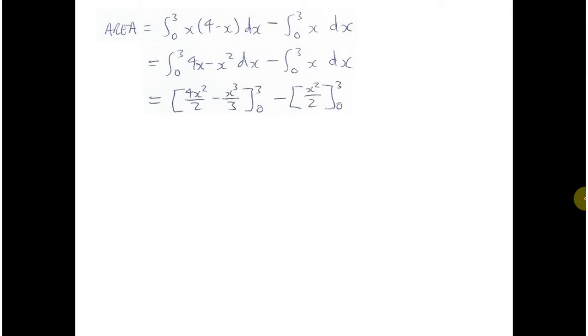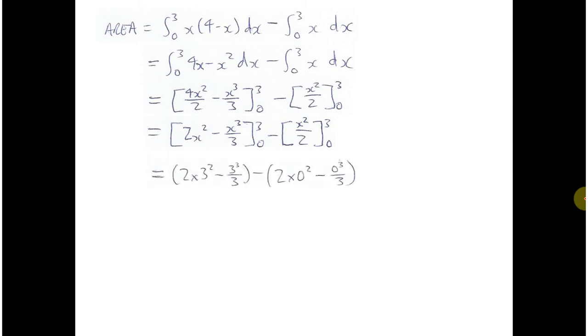Integrating term by term, 4x: increase the power by 1 gives 4x squared, divide by the new power, divide by 2. X squared: increase the power by 1, becomes x cubed, divide by the new power, divide by 3. Minus the integral between 0 and 3 of x dx: increase the power by 1, x to the 1 plus 1 is x squared, divide by the new power, divide by 2. Simplifying, 4 over 2 is 2, so the first expression is 2x squared, none of the other expressions simplify.